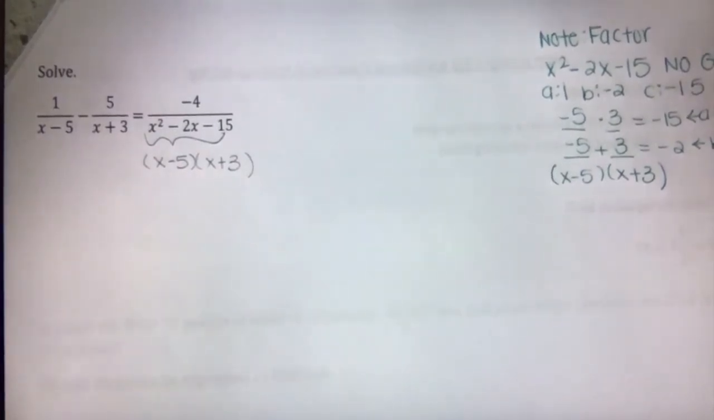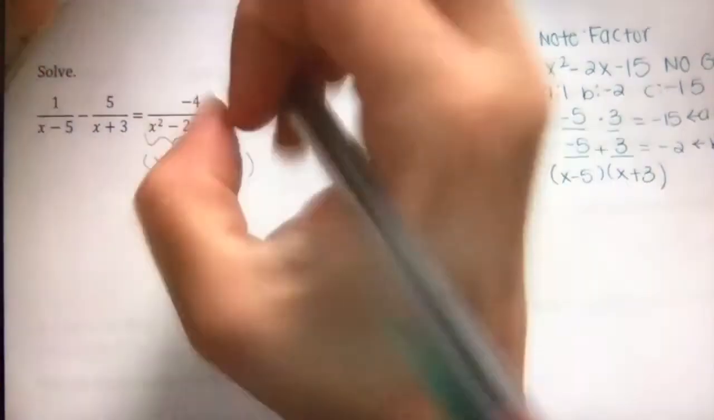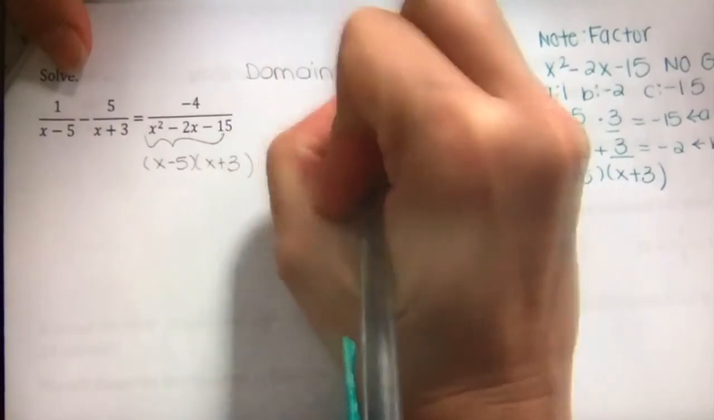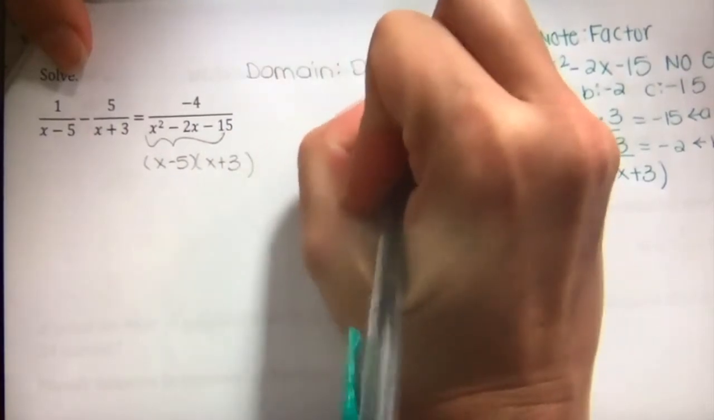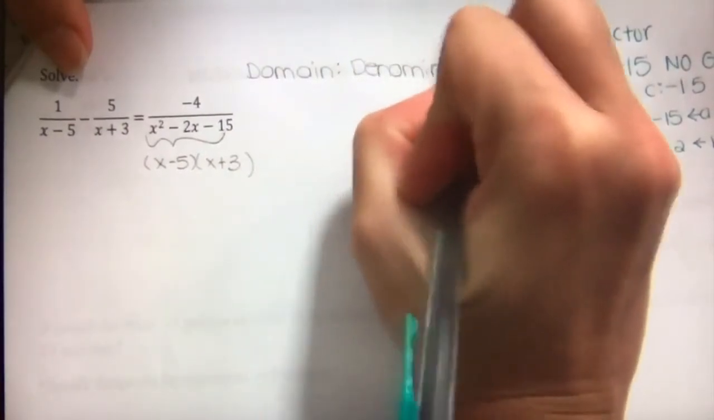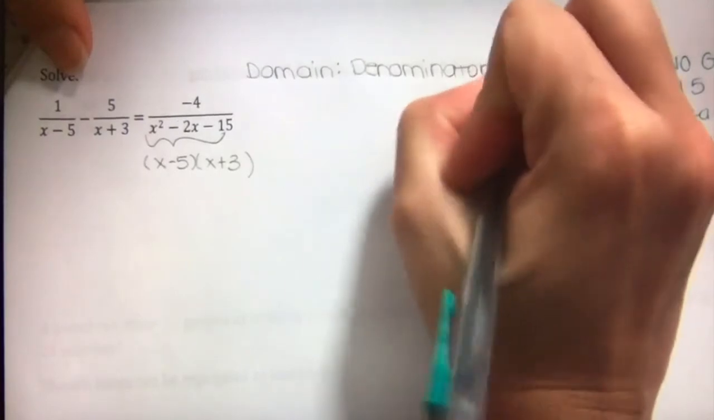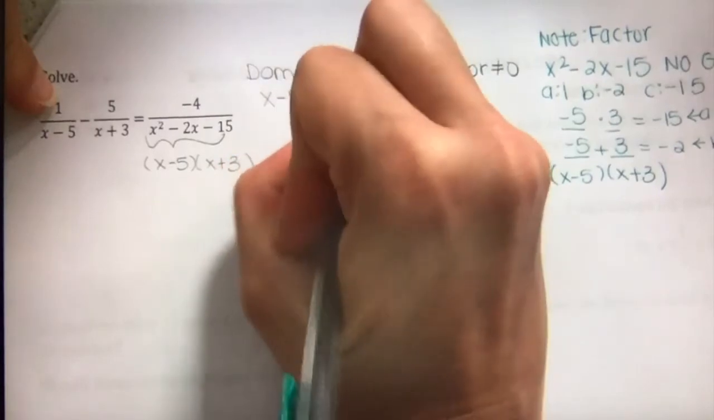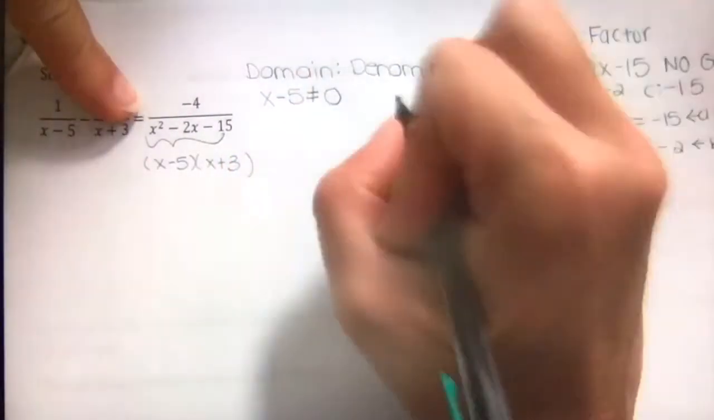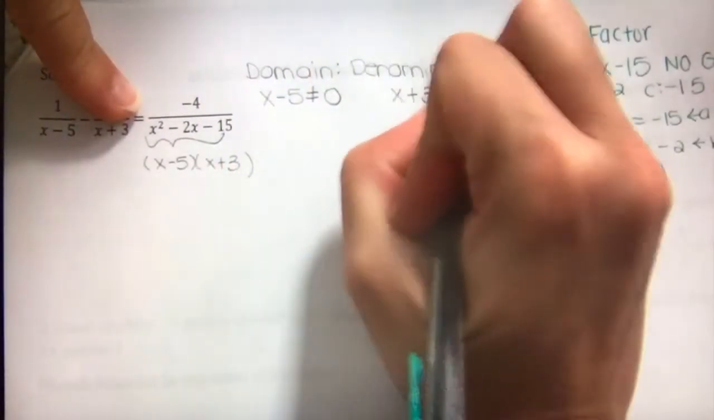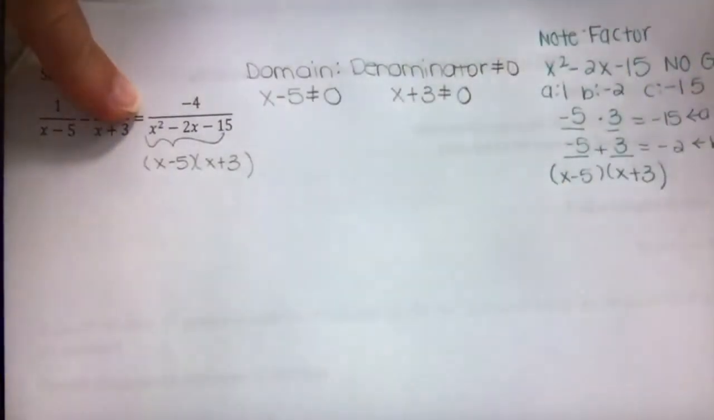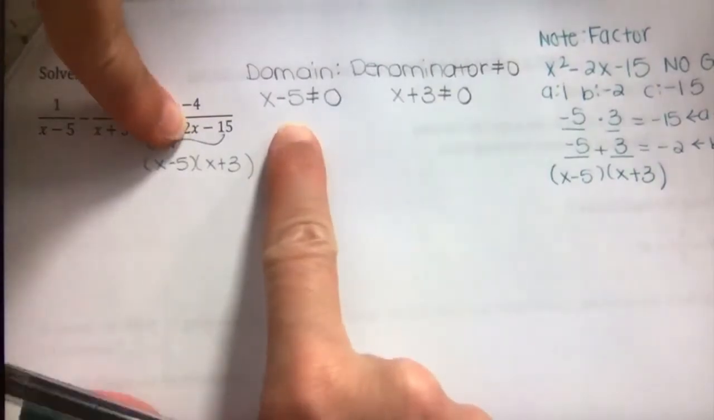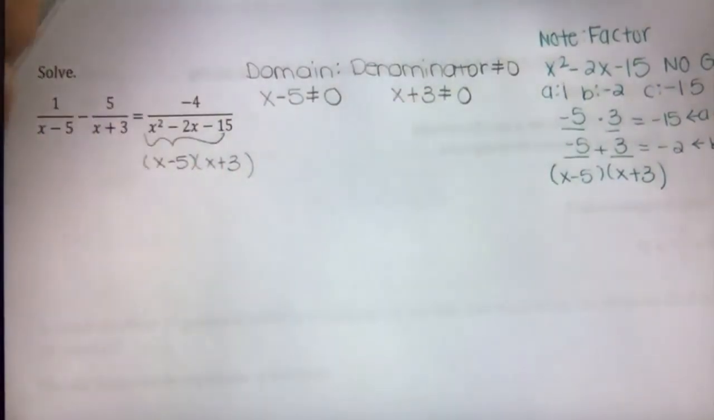Let's go ahead and find our domain first. There's fractions, so we know our denominators cannot equal 0. Our first denominator is x minus 5, so x minus 5 cannot be 0. Our next denominator is x plus 3, so x plus 3 cannot equal 0. Our last denominator is x minus 5, which is already there, so I don't need it twice, and x plus 3, which is already there, so I don't need it twice.